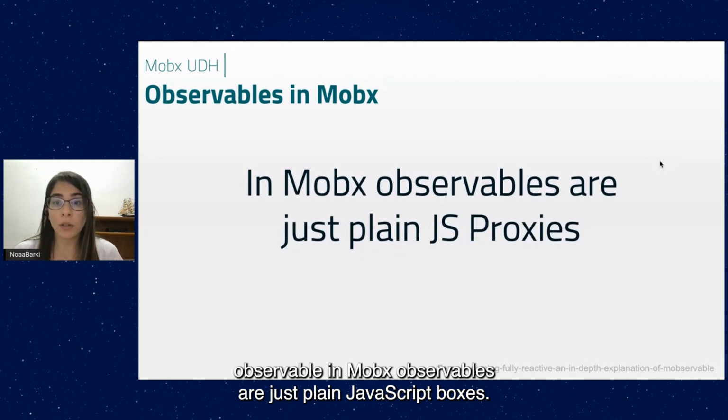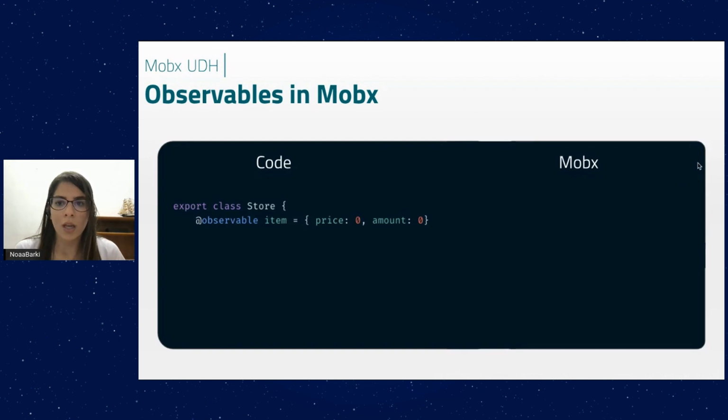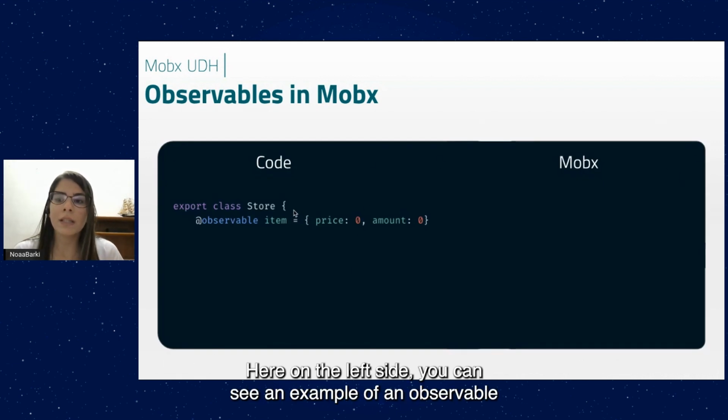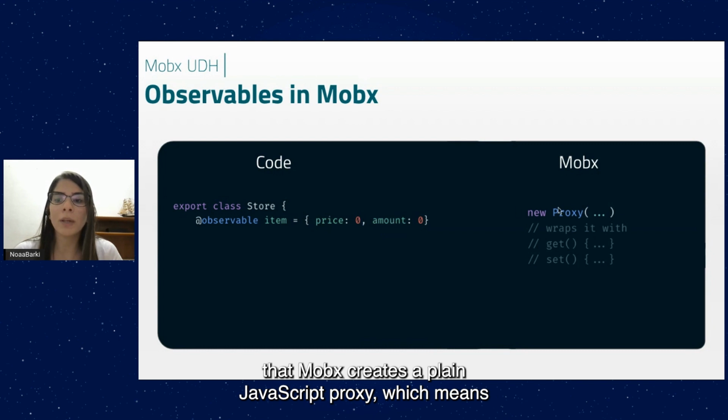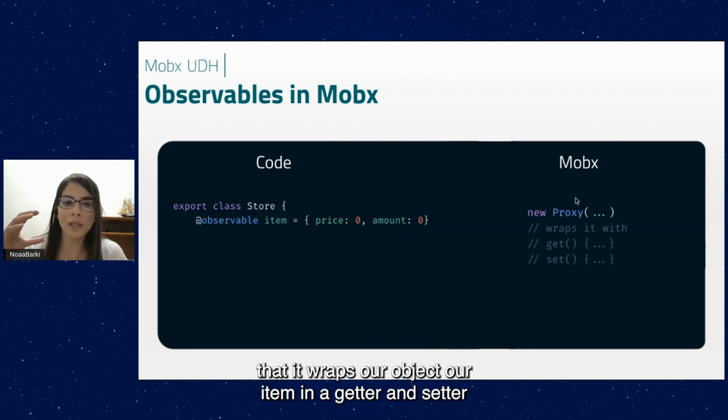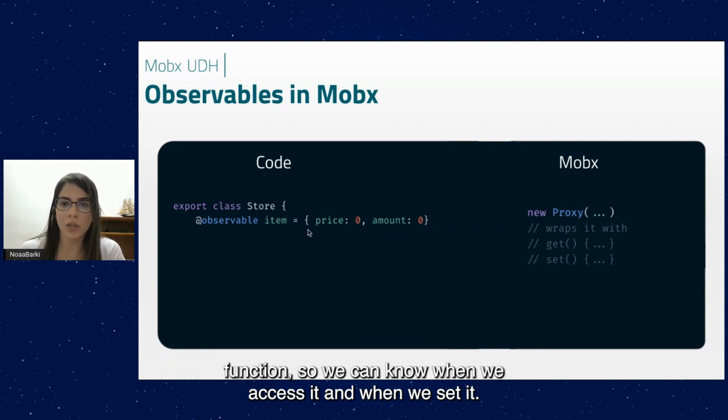In MobX, observables are just plain JavaScript proxies. Here on the left side, you can see an example of an observable that I have created using MobX. Under the hood, what happens is that MobX creates a plain JavaScript proxy, which means that it wraps our object, our item, in a getter and in a setter function, so it can know when we access it and when we set it.